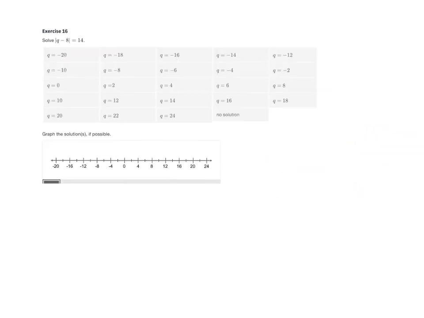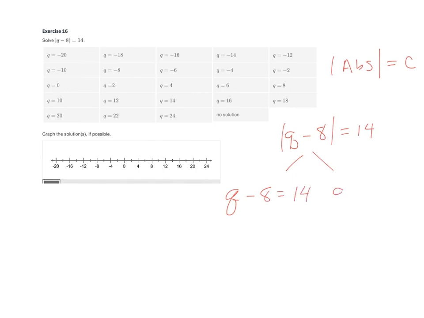Let's look at the next one. So same thing again. This time I've got q minus 8 in absolute value is equal to 14. So this one, remember, I've got my absolute value is equal to a constant, right? So in this case it's 14. Now I can split it. So that would be q minus 8 equals 14. And I'm going to have q minus 8 equals the opposite of this, which would be negative 14. Now I can solve it.